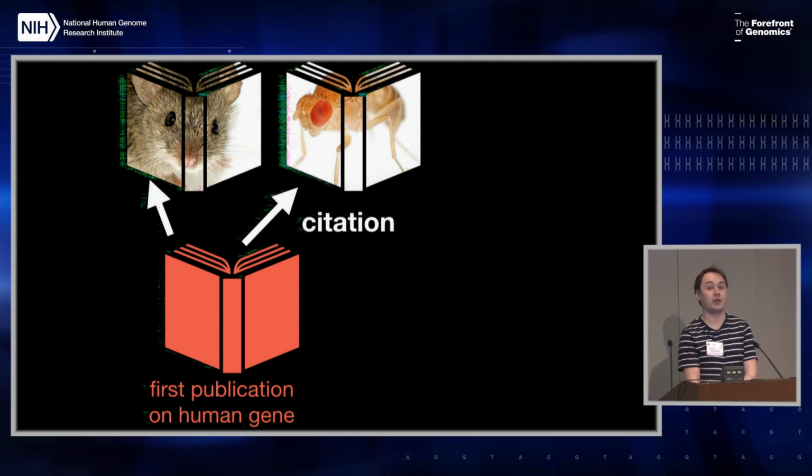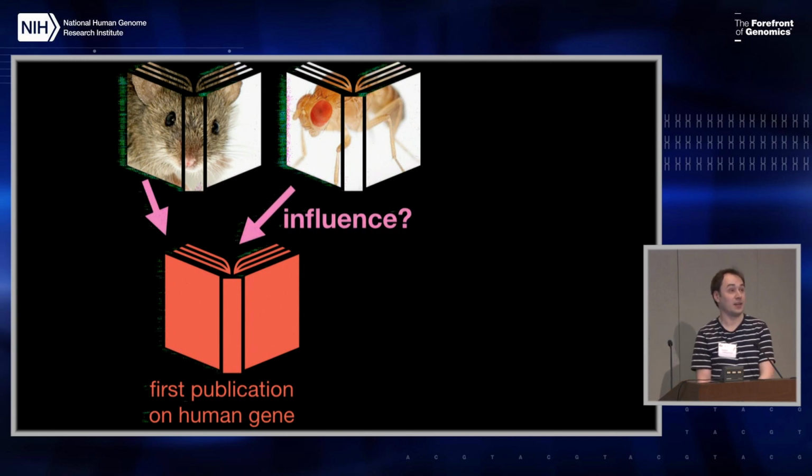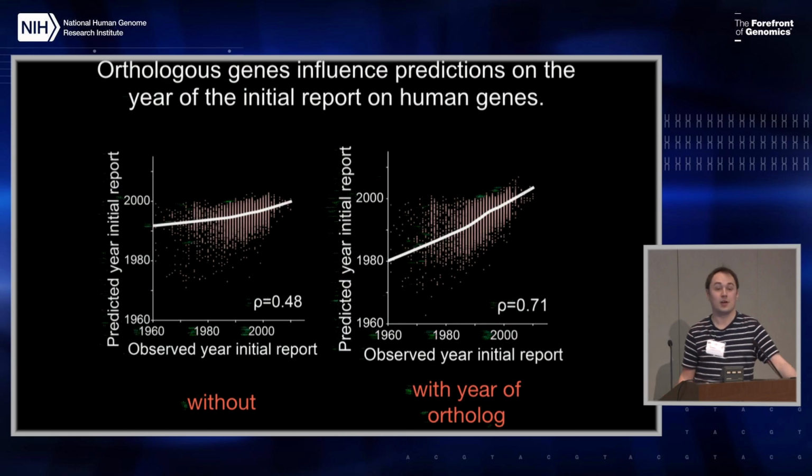So we're wondering whether citations indeed indicate influence. And if we take these related orthologous genes of model organisms, we do indeed see this. This slide is terribly complex, but the only thing to remember from it is that the one on the right-hand side gives a much nicer diagonal line, indicating that if we consider the year of an ortholog, we can accurately predict the year of the discovery of a human gene, whereas if we only consider the features you've seen before, we are not able to do that as well.